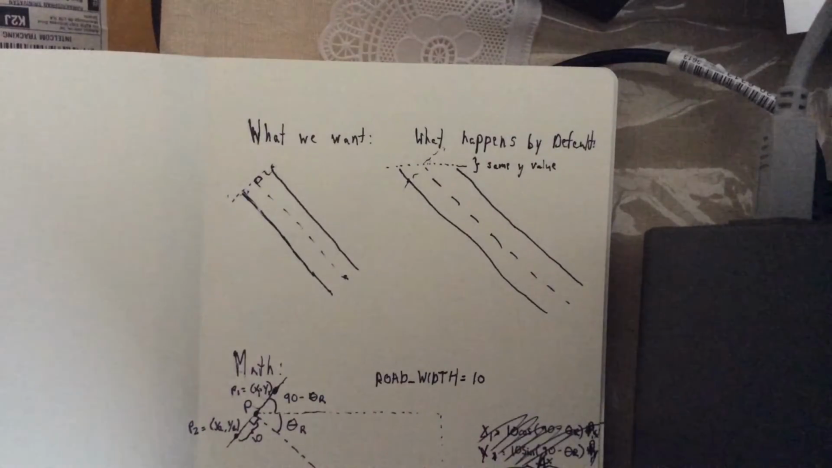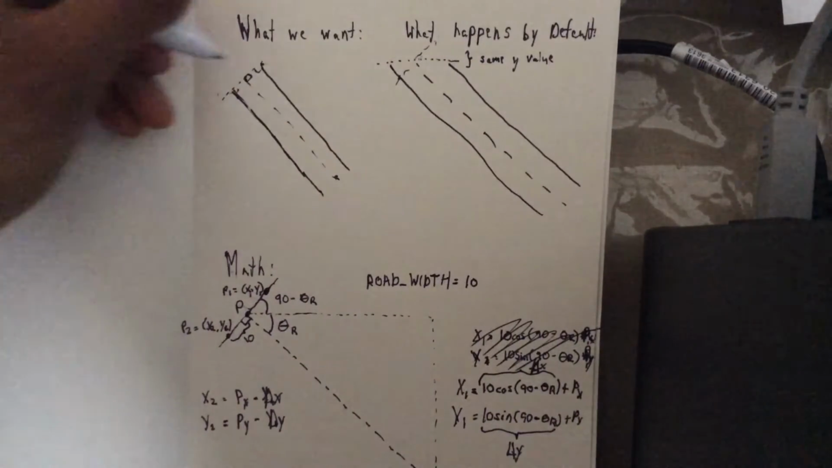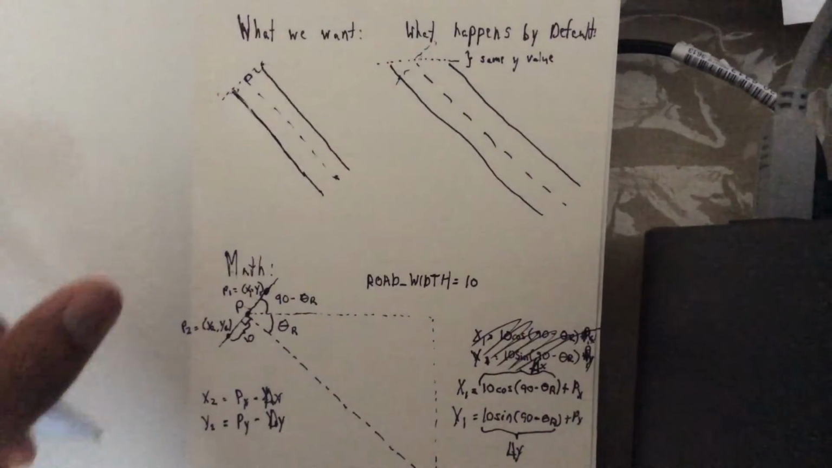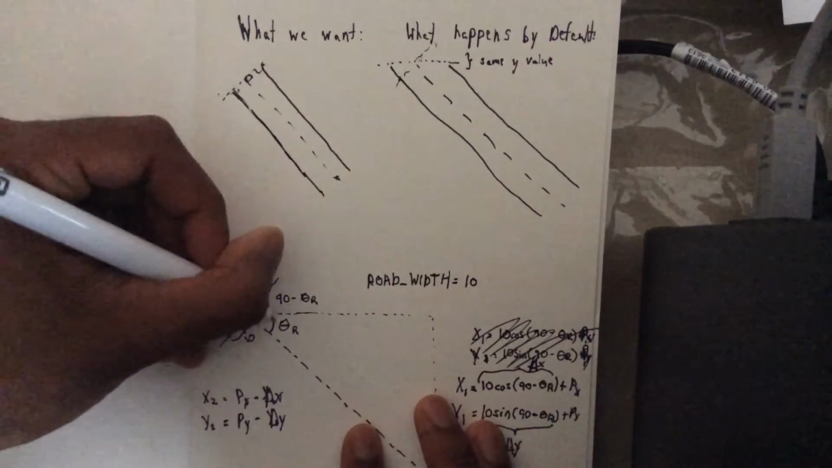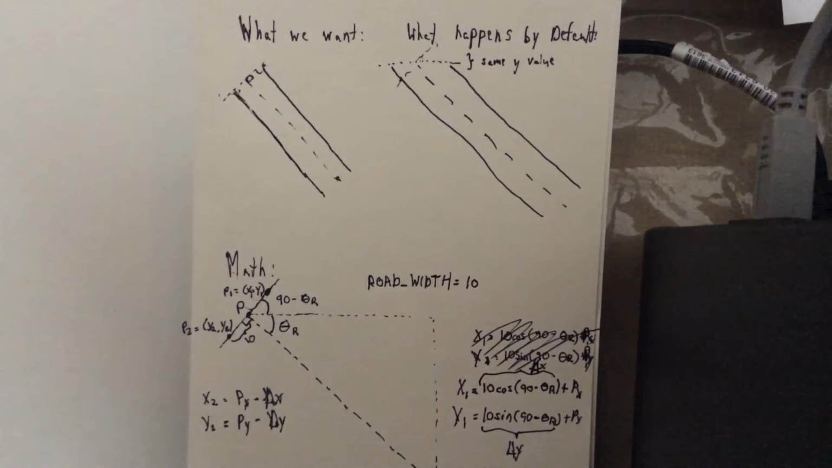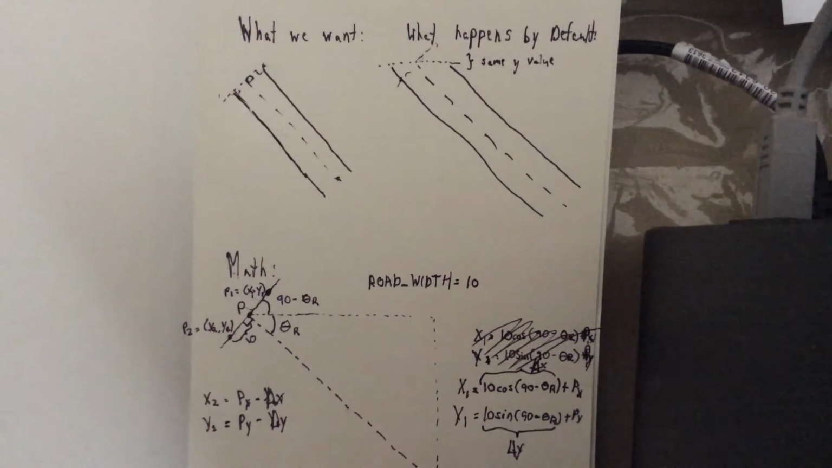So what we do here is just a bit of math to figure out what those 2 points are. These 2 points over here, I've labeled them P1 and P2. You can see theta r represents the angle between the horizontal axis from P and the actual road. We'll call that theta r, for road.